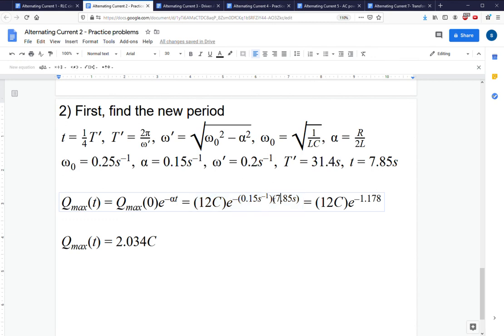Multiply the two terms inside the exponent first. Notice that the units cancel. You should never have a unit when you raise e to any value. So 12 coulombs times e to the negative 1.178. Or the maximum charge that occurs at this time is 2.034 coulombs.